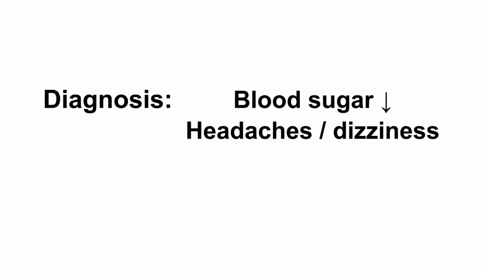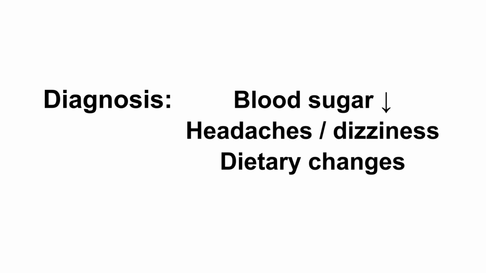You also need to consider cause and effect. For example, look at this case note. Diagnosis: blood sugar down, headaches and dizziness, dietary changes. So, what caused what here? In OET writing, you need to be careful not to add anything that isn't included in the case notes. And what's more, you also need to be careful about what caused what, as the order of the list doesn't always reflect this.